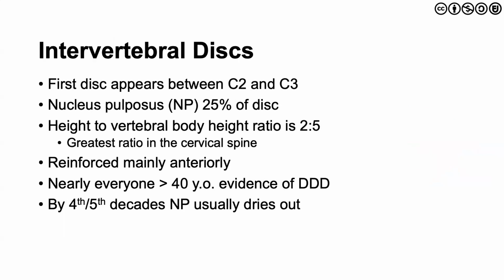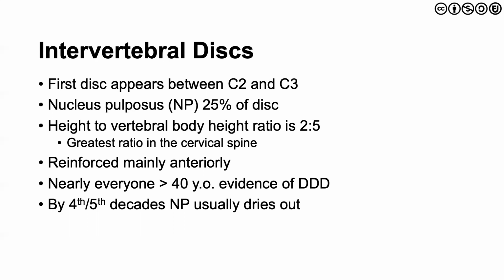We mentioned a moment ago the intervertebral discs. We noted that the first disc appears between C2 and C3, and there is not one between 1 and 2. The nucleus pulposus, or more gelatinous material of the disc, is approximately 25%, and the height to vertebral body is about 2 to 5 in terms of ratio. This is the greatest ratio in the cervical spine. It's reinforced mainly anteriorly. We noted that ALL, or anterior longitudinal ligament.